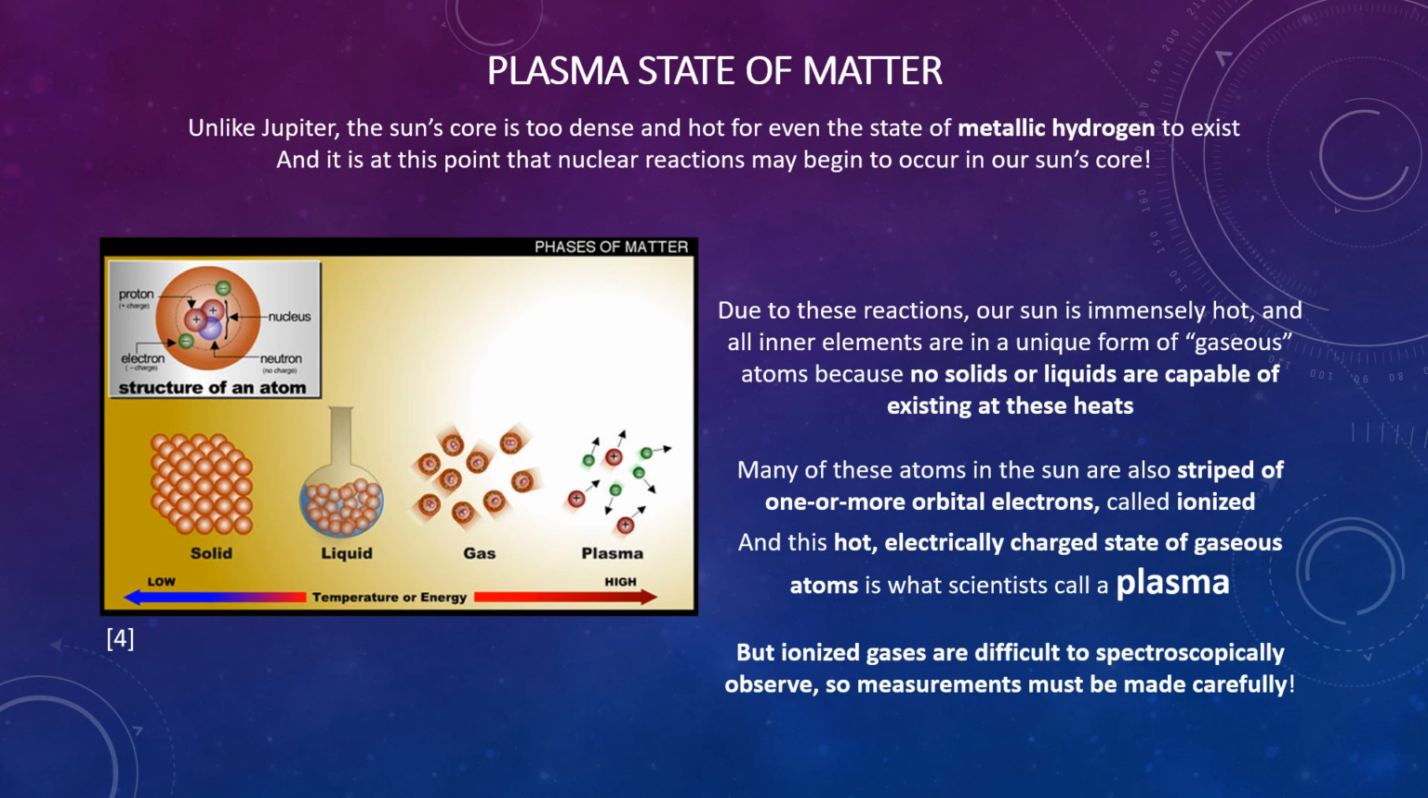But ionized gases are incredibly difficult to measure or to look at spectroscopically because the absorption and emission lines that we look at for those nuclei are much fainter. So measurements have to be made very carefully.